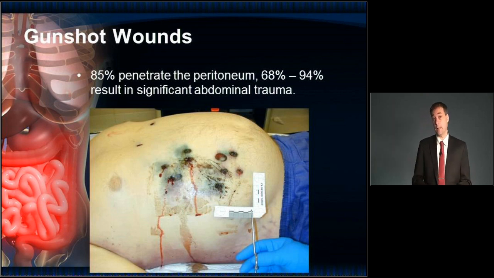Gunshot wounds, on the other hand, are almost always serious. Because of the speed, they're usually going to penetrate and cause damage to multiple organs. 85% of gunshot wounds to the abdomen will penetrate the peritoneum, and 68 to 94% of those will result in significant abdominal trauma. So gunshot wounds should always be treated as though they were serious, because the majority of them will be.